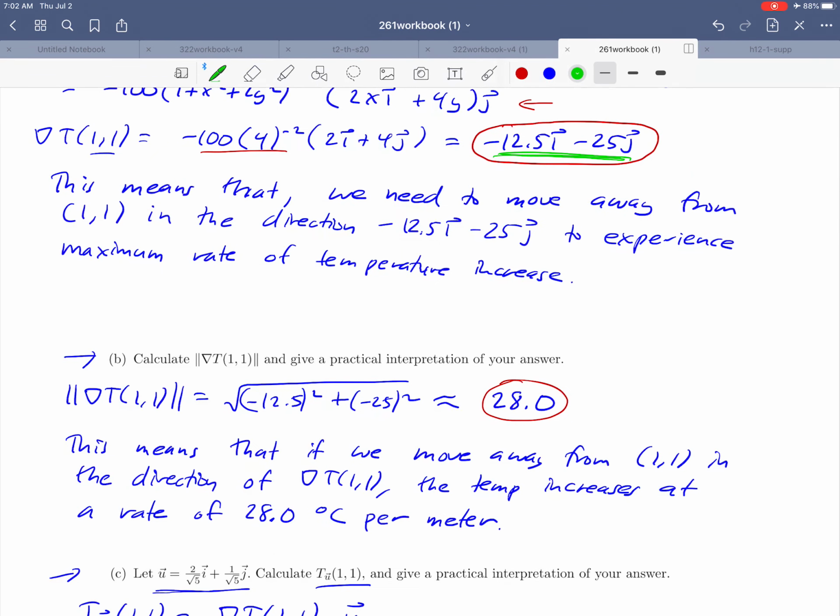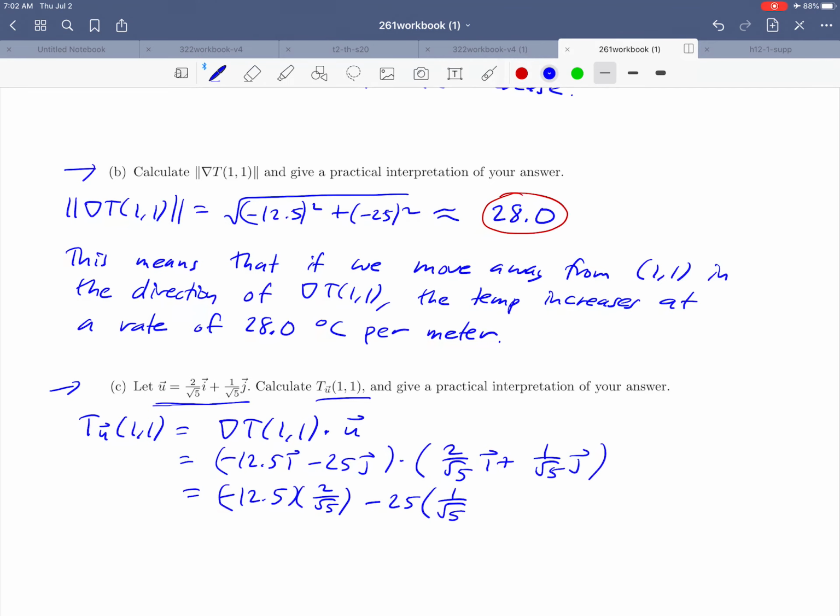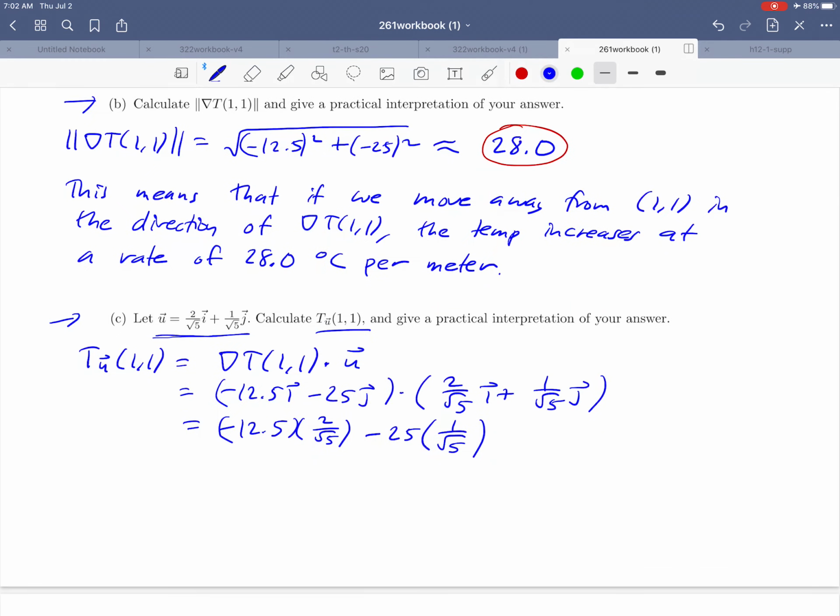So the gradient at (1, 1) is just that. That's the first thing we're going to write down. We'll take that and dot it with u, 2 over the square root of 5 i, plus 1 over the square root of 5 j. Go ahead and do the dot product. So we're multiplying coordinates together. Notice we've got 2 minus signs there, so we're going to get a negative answer. And if you substitute that all into your calculator, you are going to get negative 22.4.